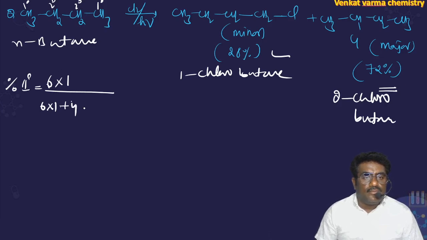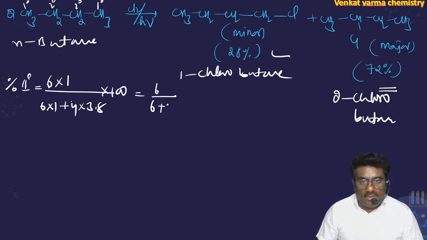4 into 3.8 into 100 becomes 6 divided by 6 plus 15.2 into 100, it becomes 28% nearly.